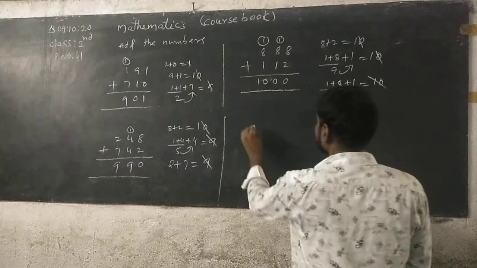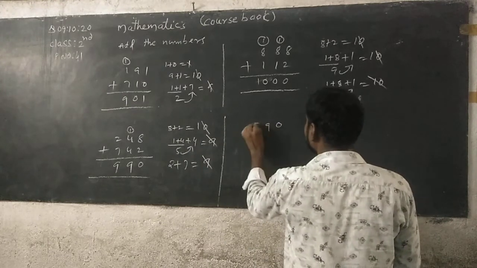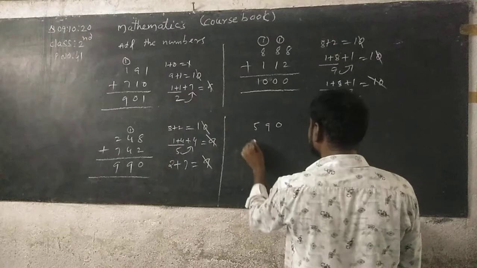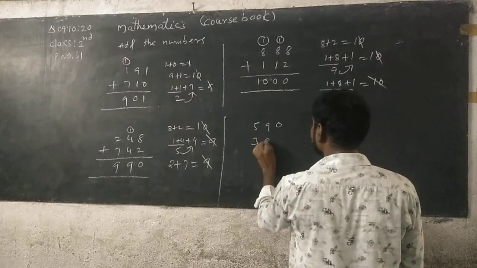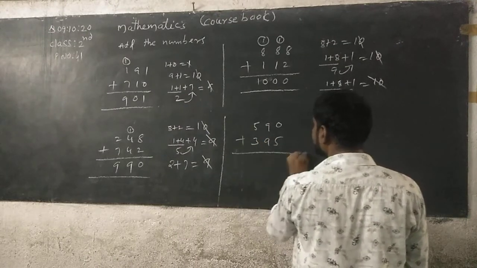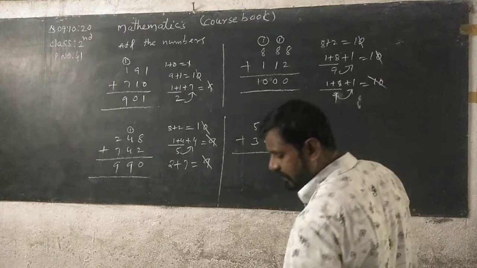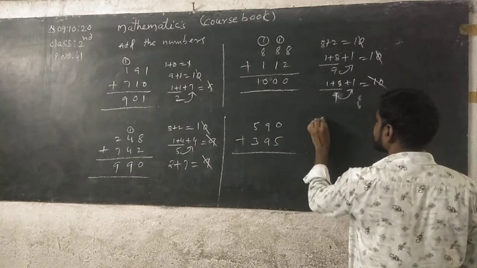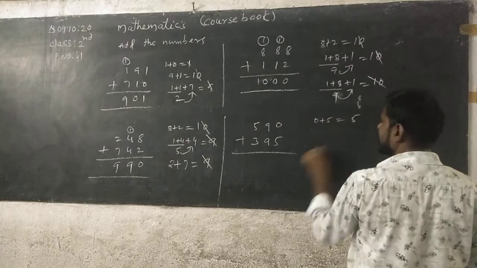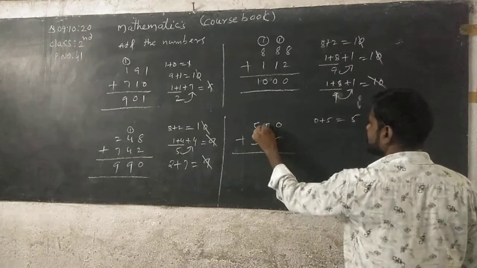Next, 590 plus 395. First we add the digits in ones place. 0 plus 5. 0 plus 5, you can get 5. Write down under ones place. Next, 9 plus 9.